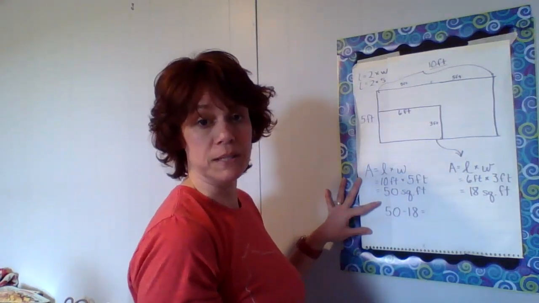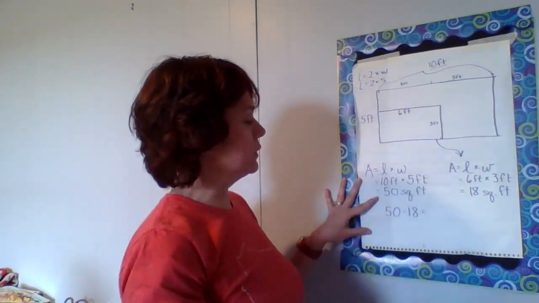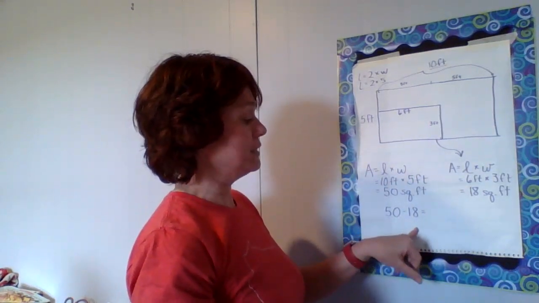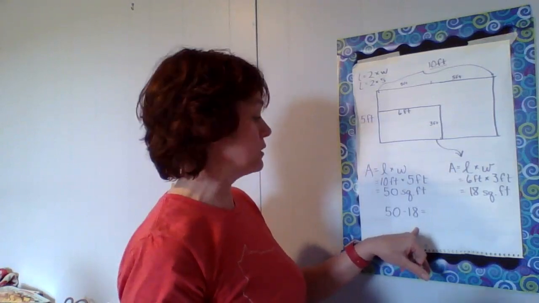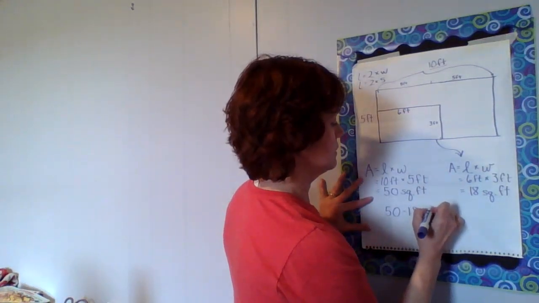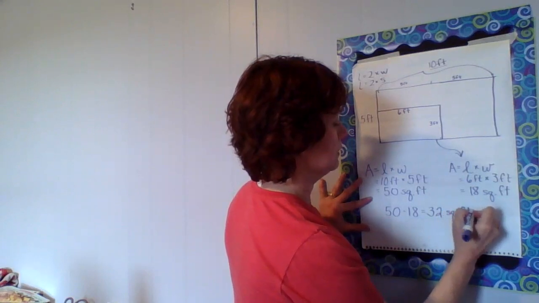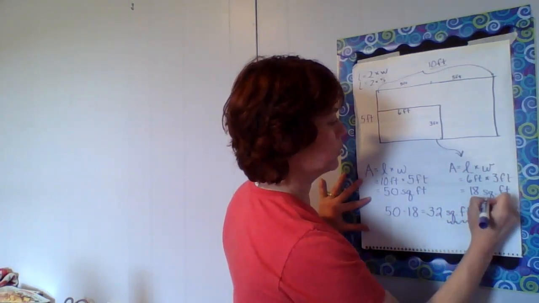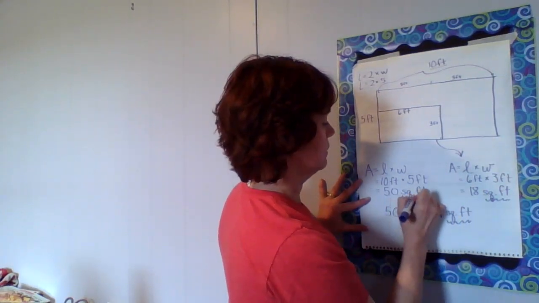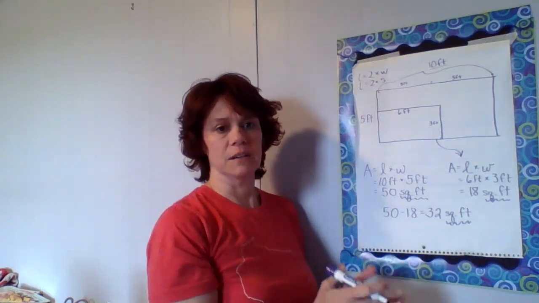Well, there's different ways we can solve it. I'm just trying to give you a little bit of time here to work on it on your own. I know that 18 plus 2 is 20, and then 20 plus 30 is 50, so I could say it is 32 square feet. It is really important that we use the correct units here.